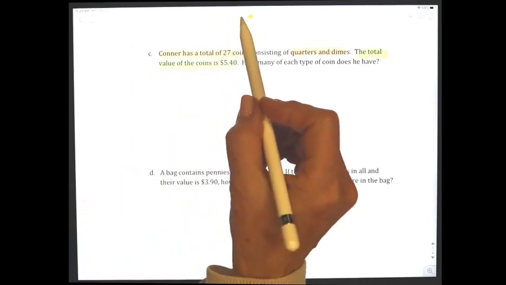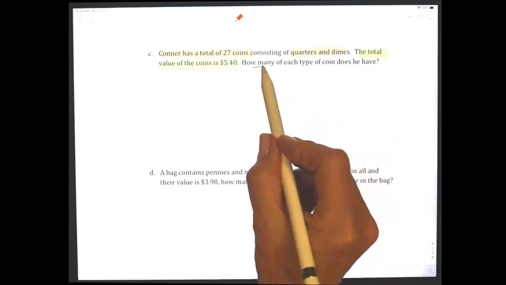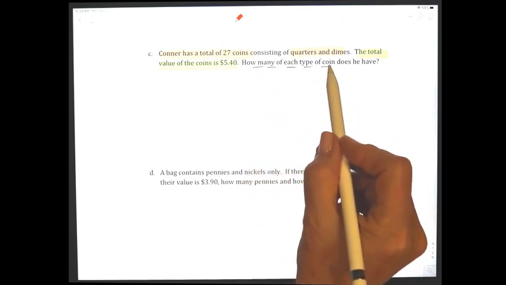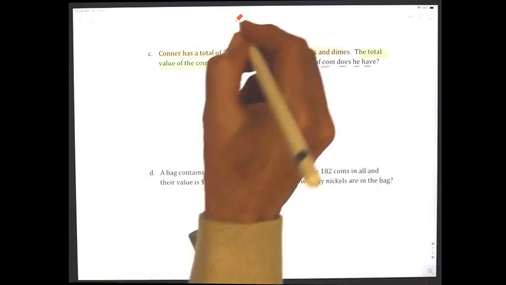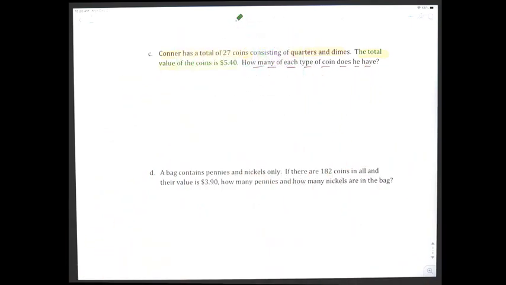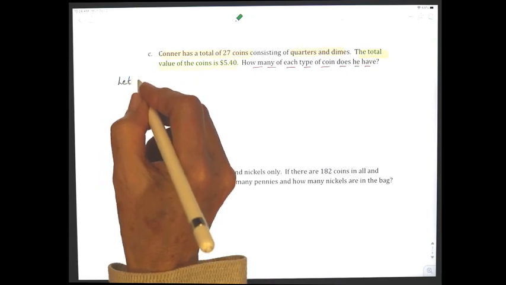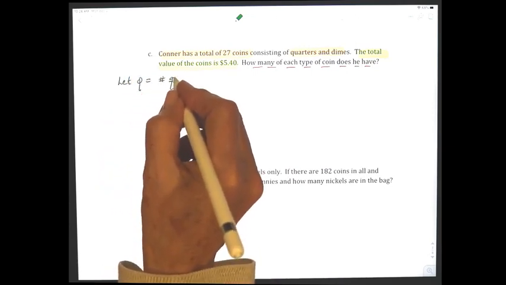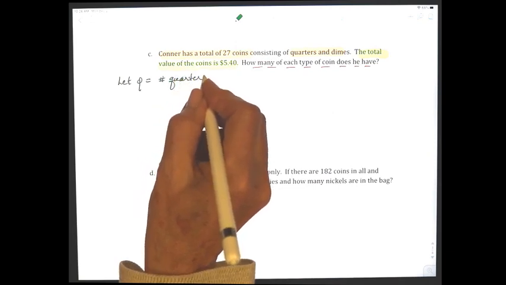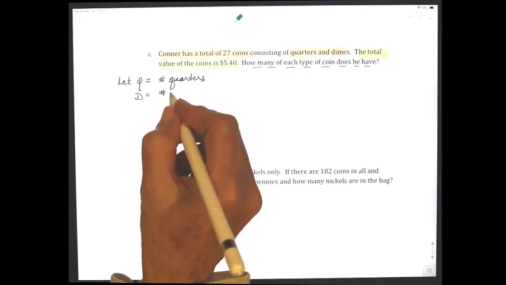And remember, I said to get started, sometimes I go to the very end and look at the question: how many of each type of coin does he have? So that helps me identify my variables. So let me start with letters that are actually associated with quarters and dimes. I'm going to let the letter Q represent the number of quarters, and I'm going to let the letter D represent the number of dimes.